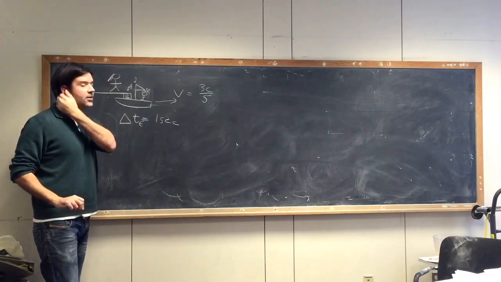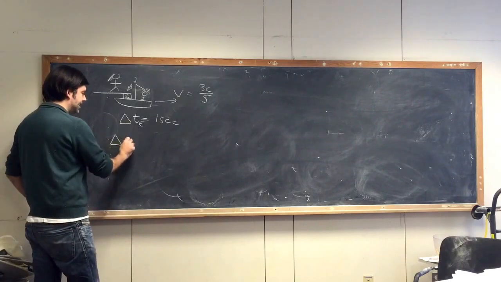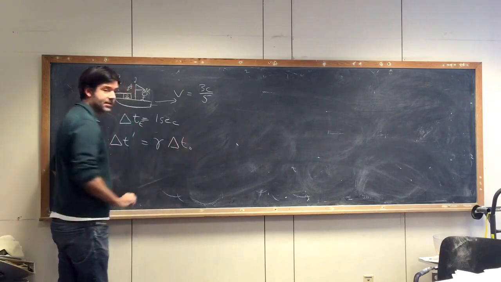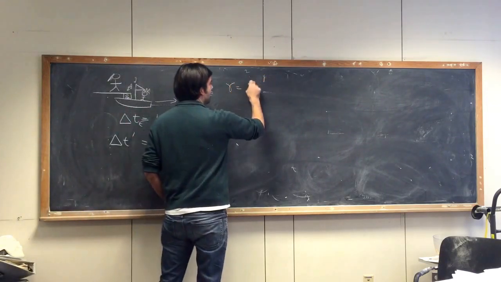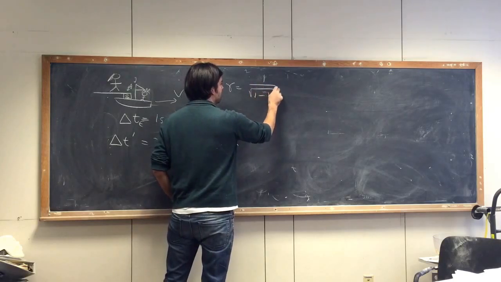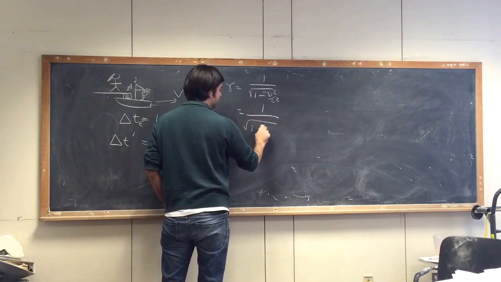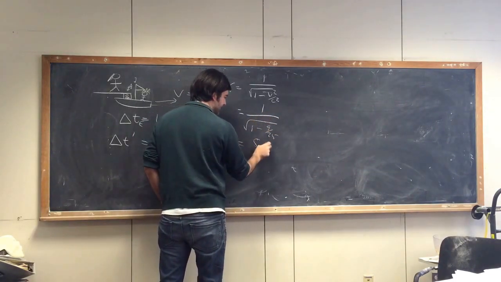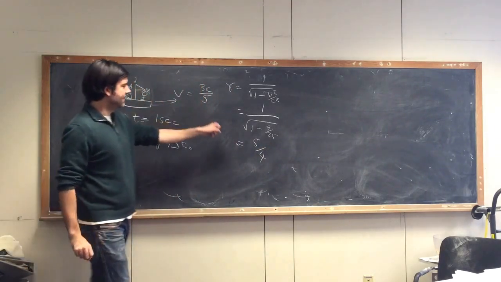Well, to do this, we're going to use the time dilation equation. The time dilation equation is this, where gamma is 1 over the square root of 1 minus v squared over c squared, which is equal to 1 over the square root of 1 minus 9/25, which, when you go through this, is equal to 5/4. So gamma is 5/4.